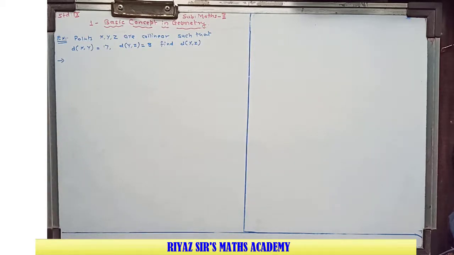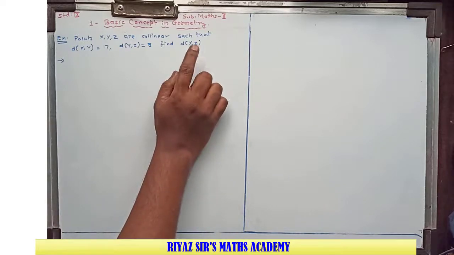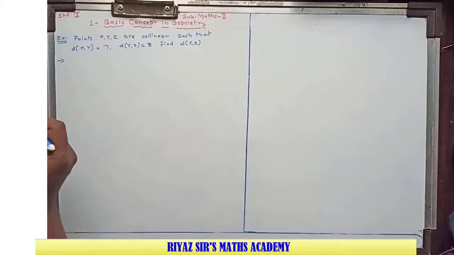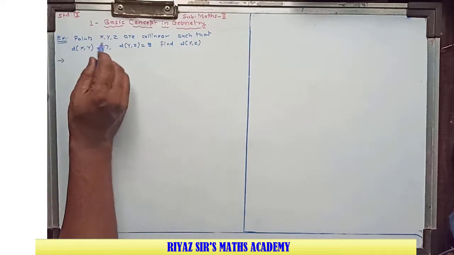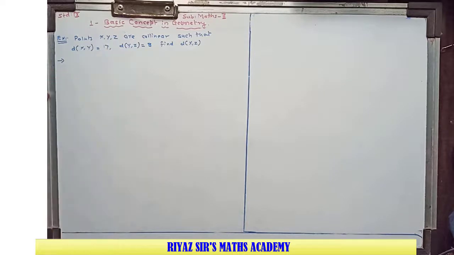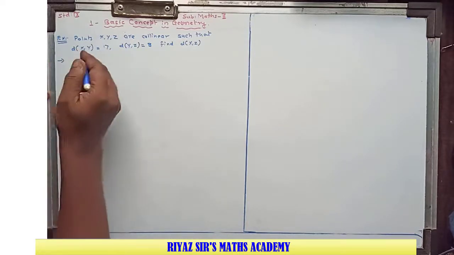Now the next example is: points X, Y, Z are collinear points such that distance XY is equal to 17 and distance YZ is equal to 8. Then find distance XZ. Okay, so these 3 points are collinear points, so there may be 3 possibilities.